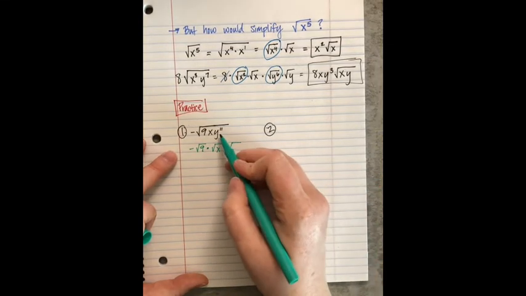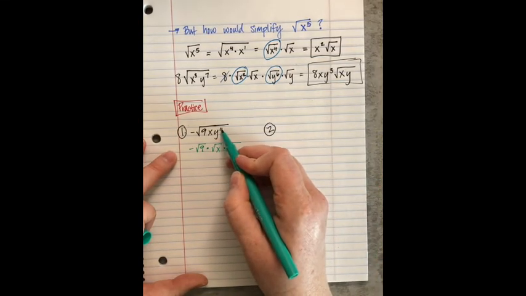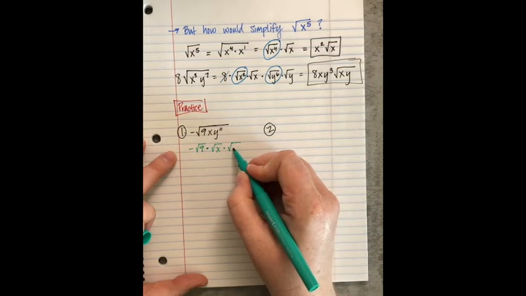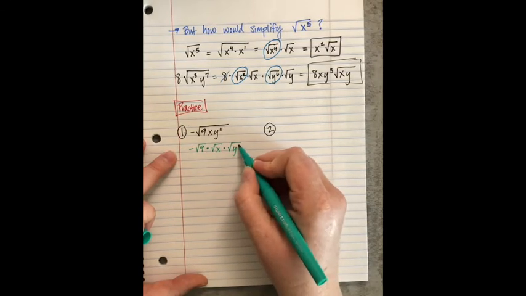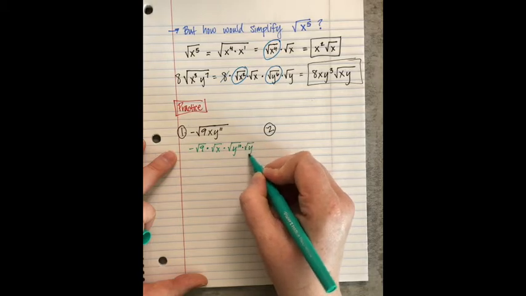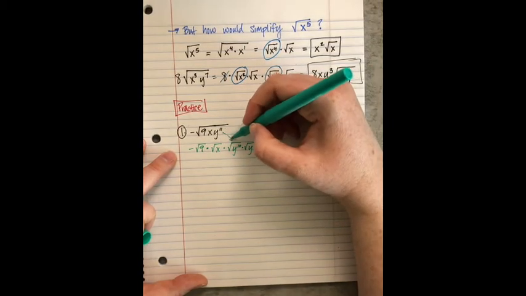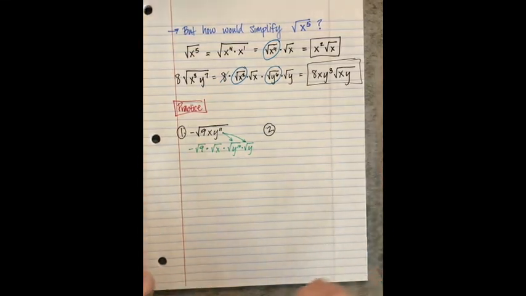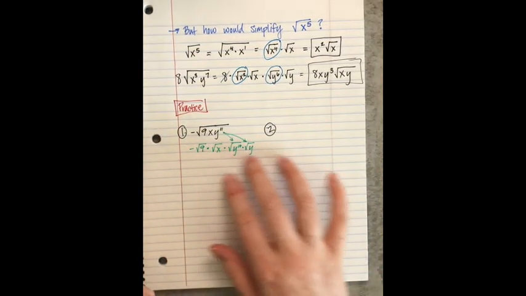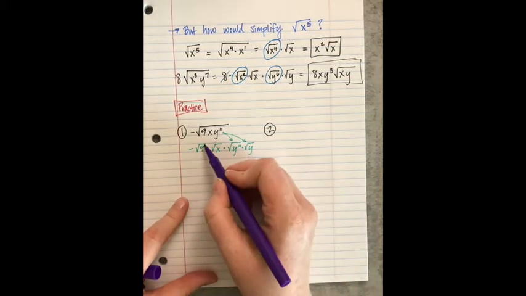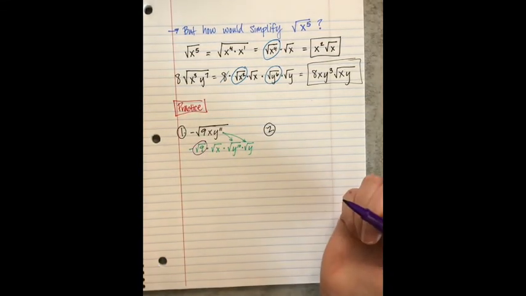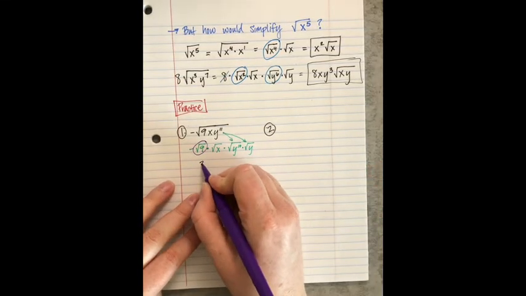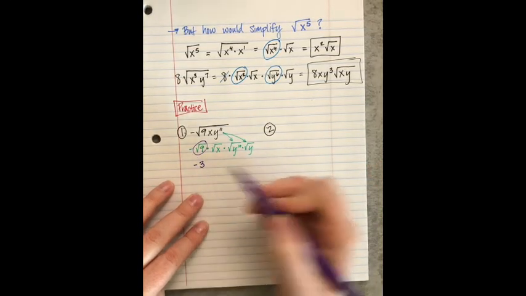of, now I need to break this down. 11 is not a perfect square, it's not an even number. So I'm going to break that down into y to the 10th times the square root of y. So I split that apart. Now I'm going to simplify any of the perfect squares. Well, cool for us, 9 is a perfect square. So what's the square root of 9? The square root of 9 is 3. But we do need to drop down that negative in front of it.